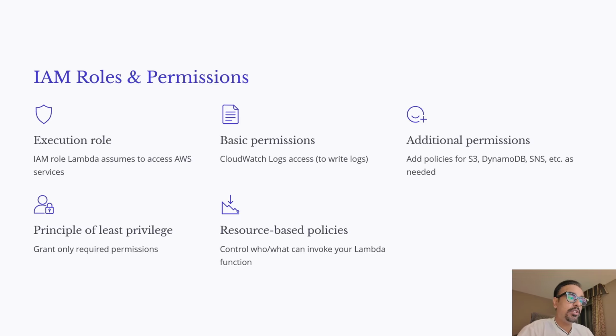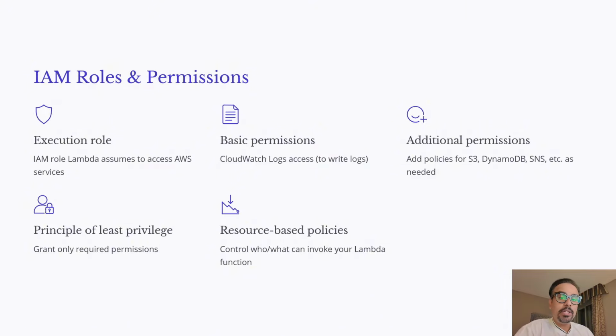So as I said, the default IAM role which it is going to create, you can add additional permissions to it also. For example, if you want to access S3 for reading files, or DynamoDB for storing data, or SNS for sending notifications, you can add those permissions to your role.